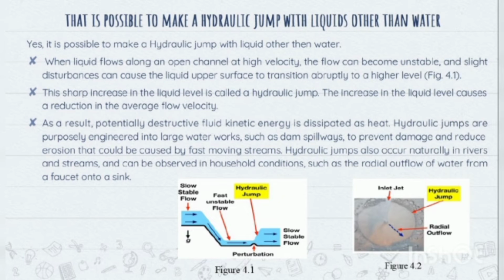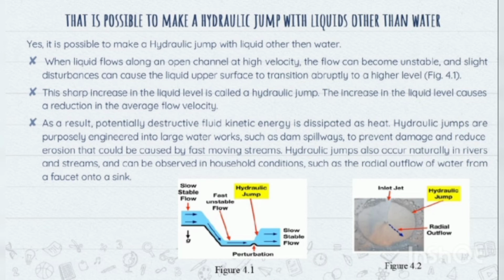Is it possible to make a hydraulic jump with liquids other than water? Yes, it's possible to make a hydraulic jump with liquid other than water. When liquid flows along an open channel at high velocity, the flow can become unstable and slight disturbances can cause the liquid's upper surface to transition abruptly to a higher level. This sharp increase in the liquid level is called a hydraulic jump. The increase in the liquid level causes a reduction in the average flow velocity. As a result, potentially destructive fluid kinetic energy is dissipated as heat.